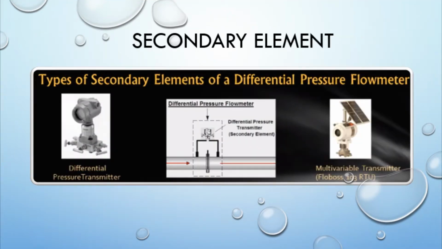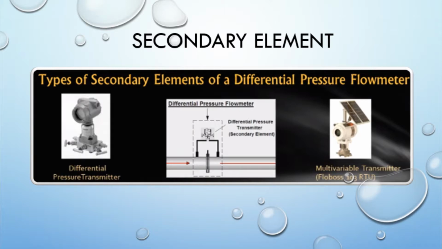Now we will explain the secondary element of DP flow meters. The secondary element types usually consist of transmitters, gauges, manometers, or water columns. These all calculate the flow rate of fluids. The DP transmitter is the most common. It usually has a local display and it could be wireless.